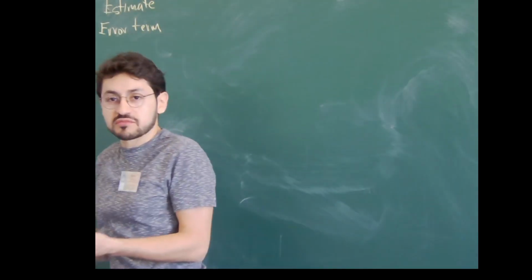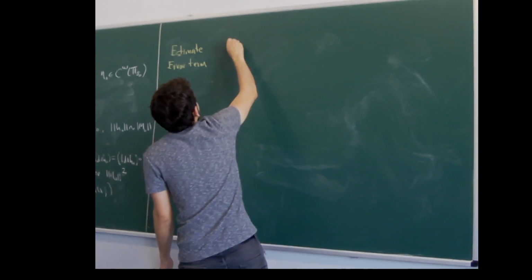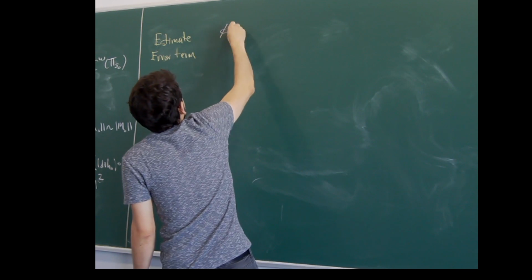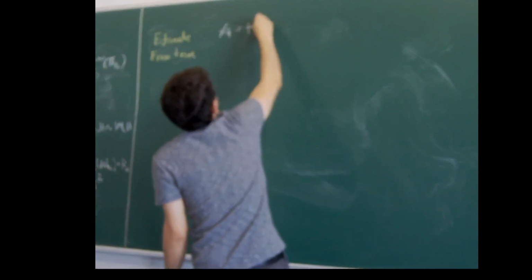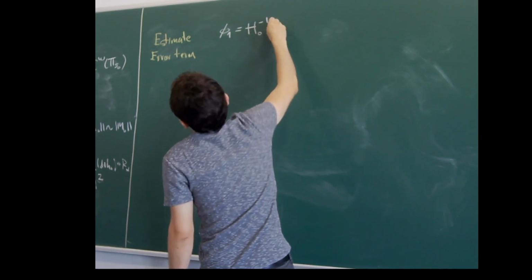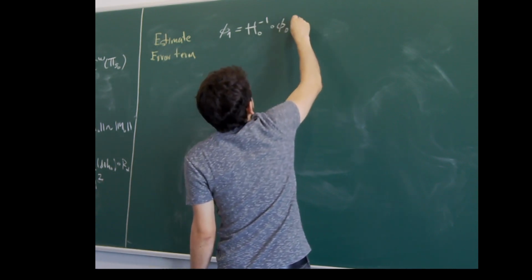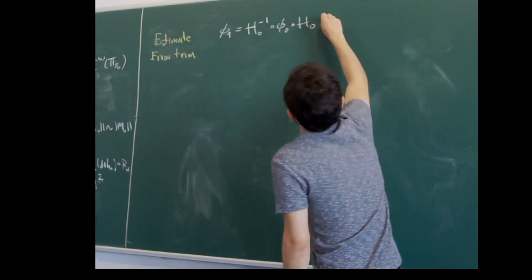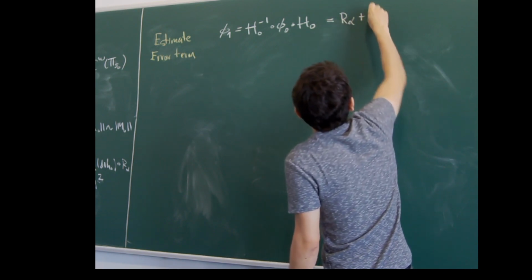So imagine that I found this H0 that verifies something like this. Then I want to define P1 as being H0 composed with -1, composed with phi 0, composed with H0. But I also want to see it as the rotation plus something.